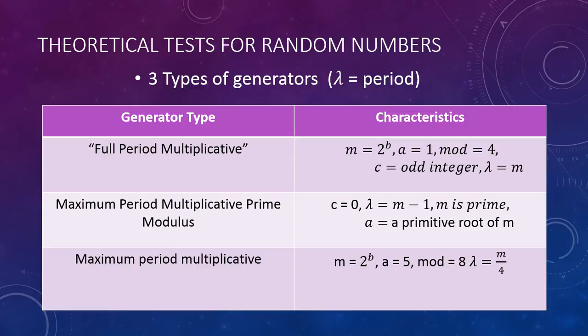The last one is the maximum period multiplicative generator, where m is 2 to the power b, a is equal to 5 mod 8, and lambda is equal to m divided by 4.